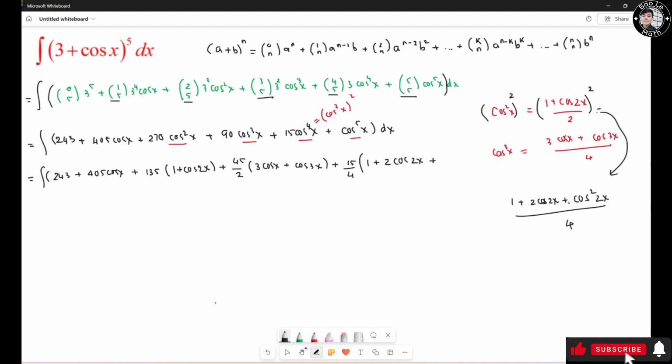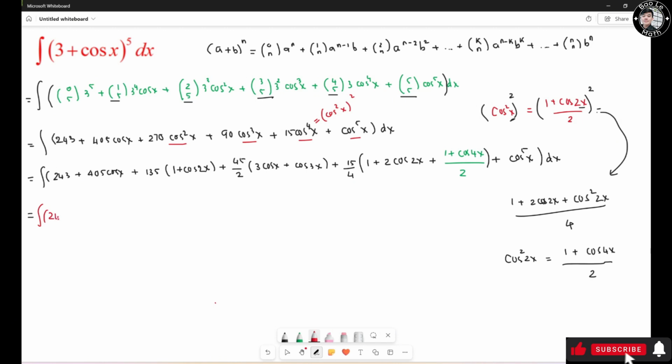Plus, now for cosine square of 2s, I'm going to apply the formula one more time. Because I have cosine square of s equal to 1 plus cosine 2s over 2, and you see that this angle right here is half of this one. Now if I have cosine square of 2s, it's going to be 1 plus cosine 4s over 2. Alright, so right here, instead of cosine square of 2s, I just write 1 plus cosine 4s over 2.